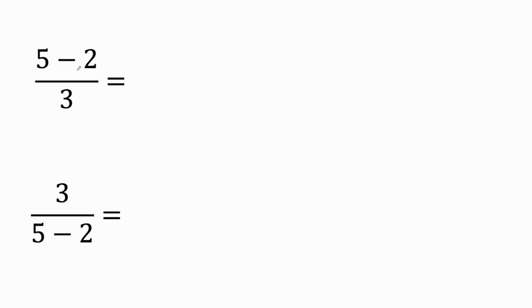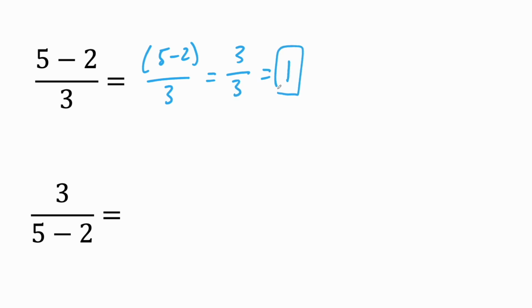Now, with invisible parentheses, we get to group the numerator. So we have parentheses 5 minus 2, close it, divided by 3. This is equal to 5 minus 2 is 3, and 3 divided by 3 is equal to 1. This right here is our correct answer.